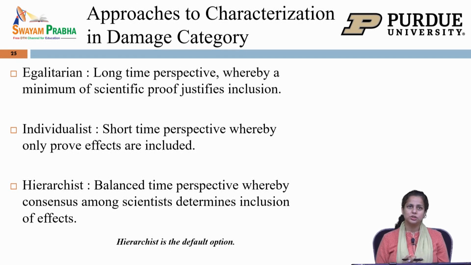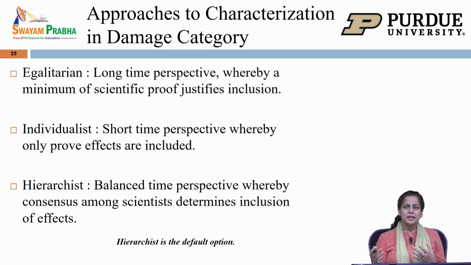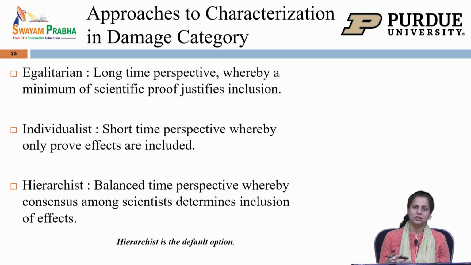So, some of the approaches to characterization in damage category. When we create this damage, there are 3 different viewpoints. One is the egalitarian. Egalitarian viewpoint means that it takes a very long time perspective. From a sustainability aspect, this is really good because it is actually valuing the future much higher, and it is saying that even if there is minimum scientific proof for justifying that this particular midpoint category is damaging human health, we must pay attention to it and we must include it in our damage category and develop damage models.